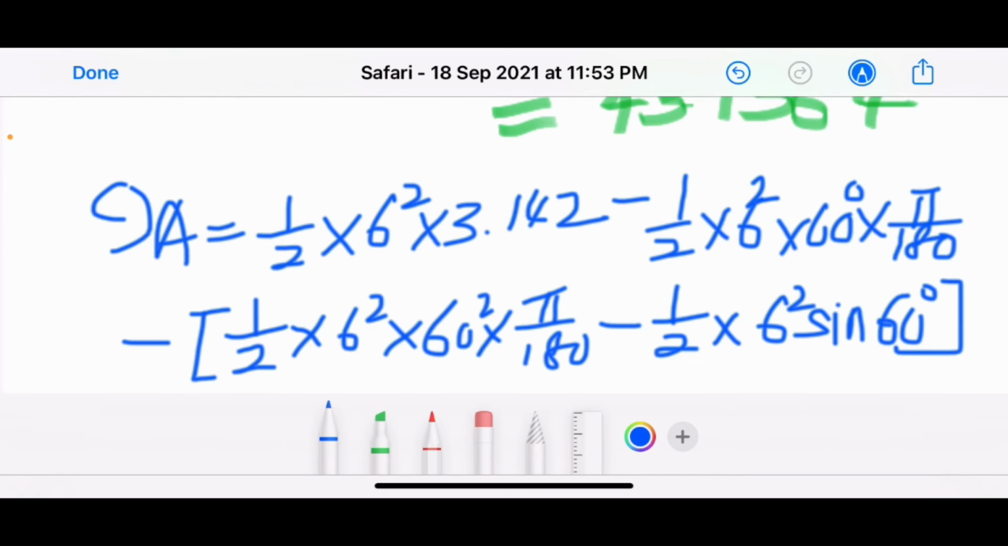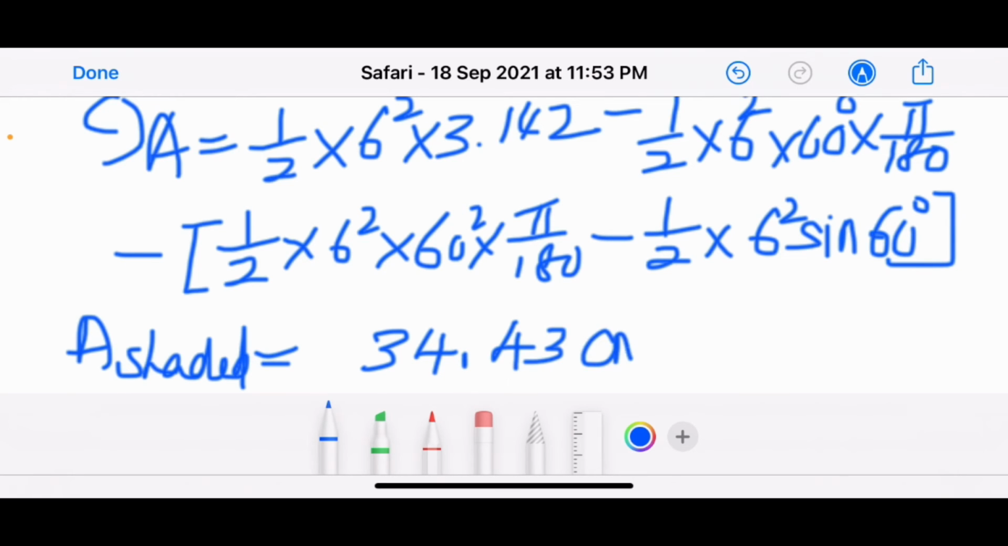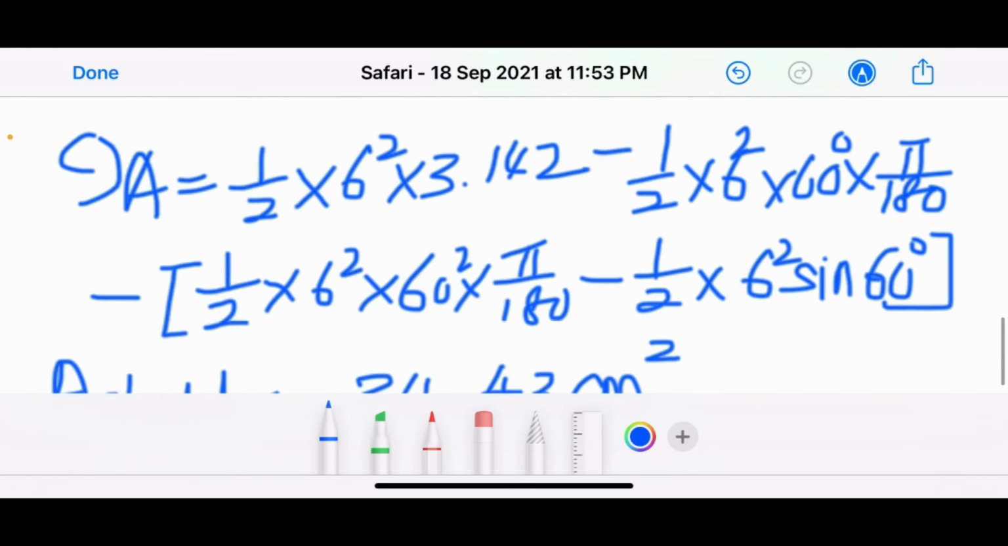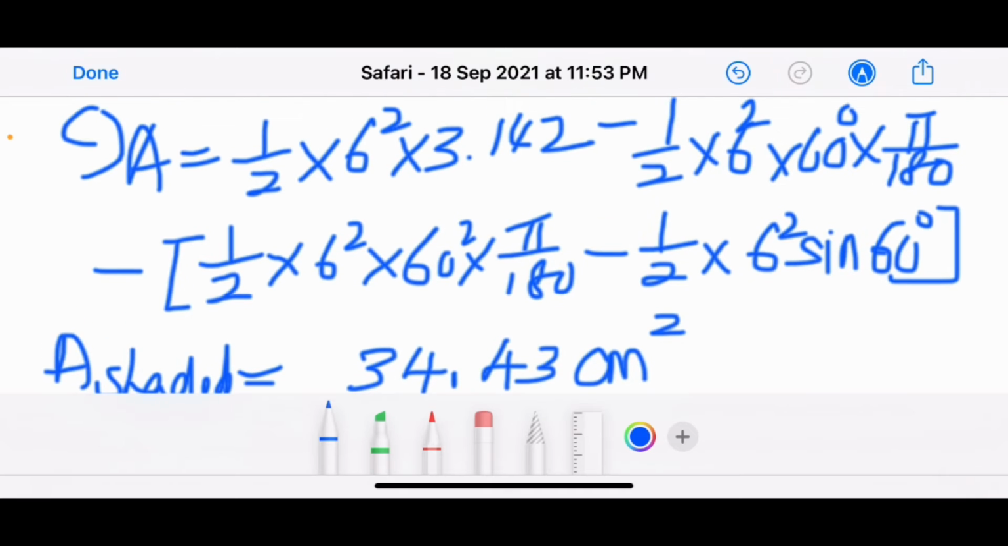Alright, so if you press your calculator carefully, you will get the area of the shaded region equal to 34.43 centimeter squared. Make sure the unit is perfect, right? I think the answer given there is centimeter. It must be centimeter squared. If you write the unit, make sure the unit is perfect. Okay, so that's all my sharing about the circular measure, right? Till then, bye bye and have a nice day.